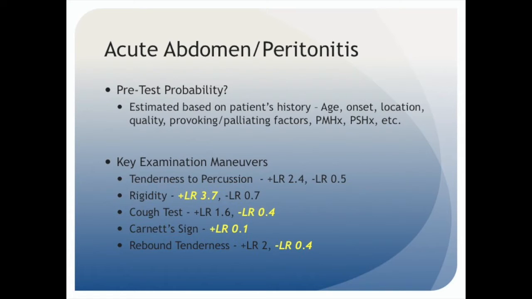Where did the pain start? What's the location of the pain? What are the provoking and palliating factors? What's the past medical and surgical history, etc.? From there, we choose evidence-based physical exam maneuvers that will either increase or decrease the likelihood that this patient has an acute abdomen. Below are physical exam maneuvers that have been well studied, along with their positive and negative likelihood ratios. A couple have been highlighted as being particularly useful.